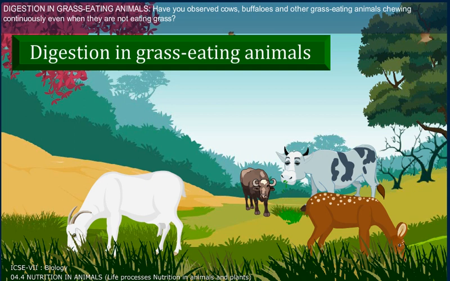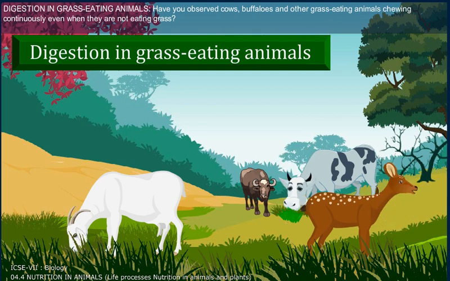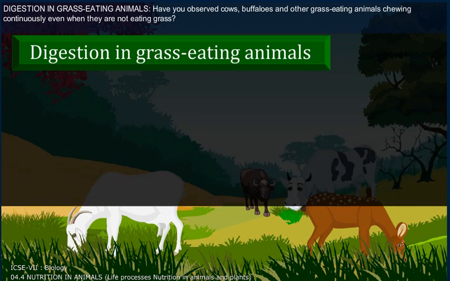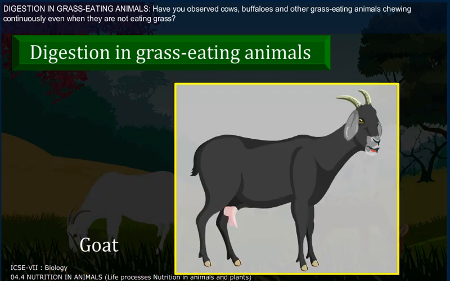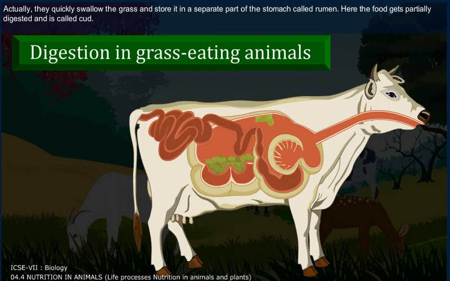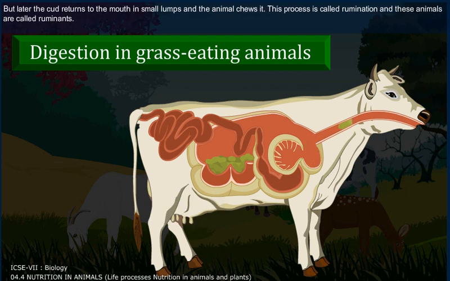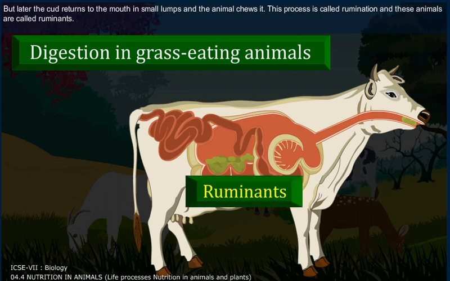Digestion in grass-eating animals. Have you observed cows, buffaloes, and other grass-eating animals chewing continuously even when they are not eating grass? Actually, they quickly swallow the grass and store it in a separate part of the stomach called the rumen. Here, the food gets partially digested and is called cud. But later the cud returns to the mouth in small lumps and the animal chews it. This process is called rumination, and these animals are called ruminants.